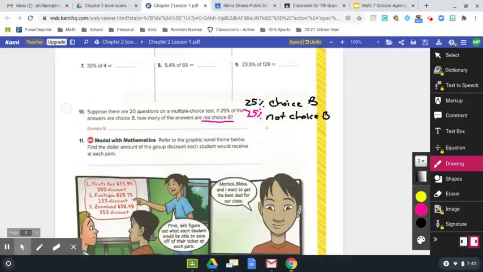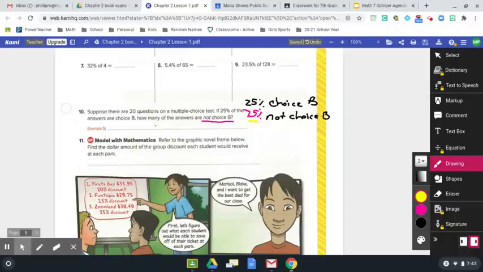If 25% are choice B, then the other choices, so it could be choice A, it could be choice C, it could be choice D, 75% of the test answer choices are not choice B. So that's important to know, because that's what it's asking you here in the question. How many of the answers are not choice B? We need this information right here. We need to know this. This is what we're going to use in the problem.